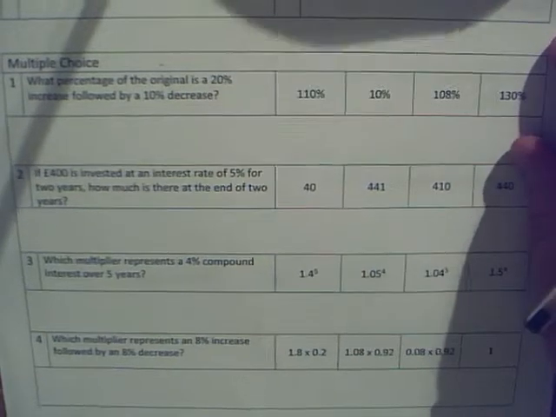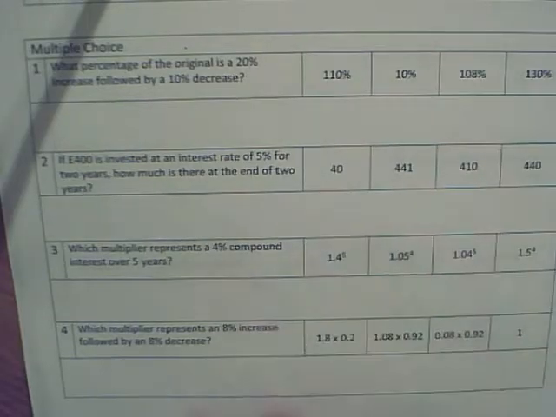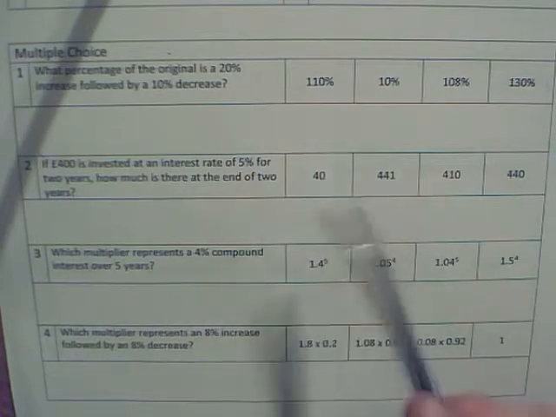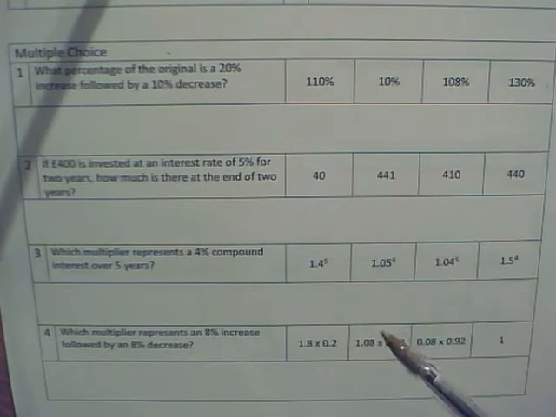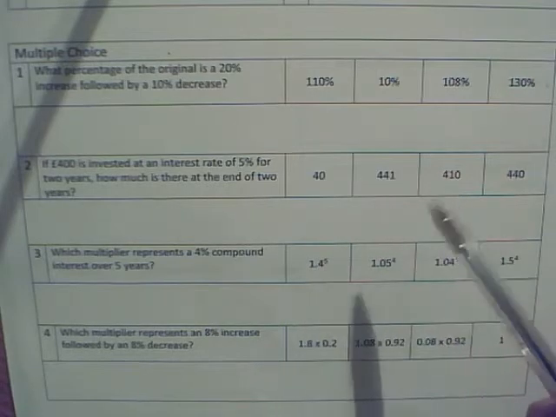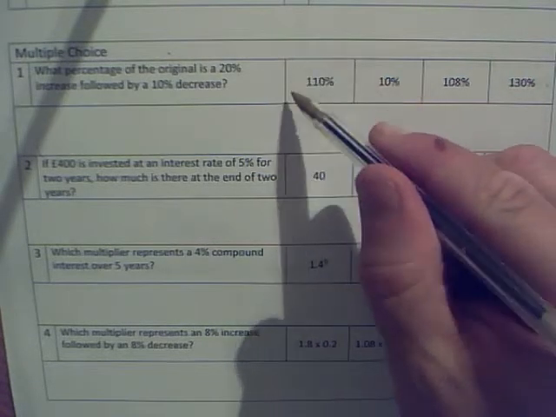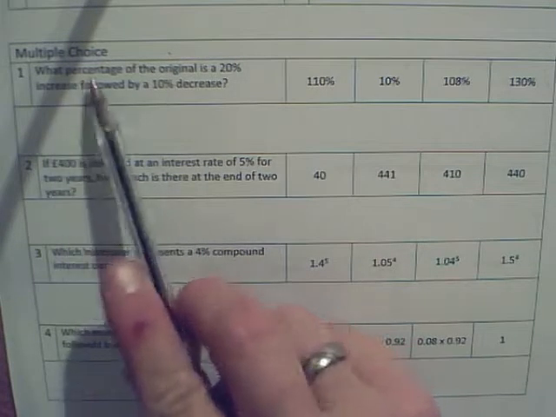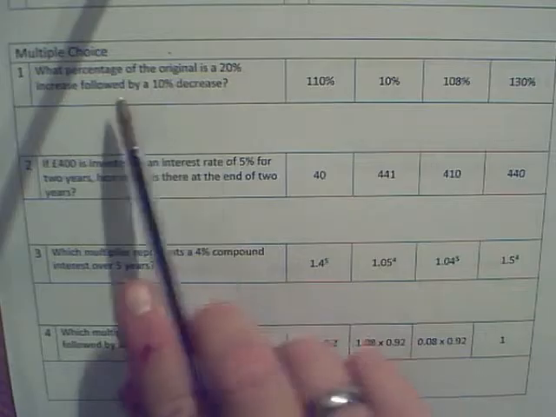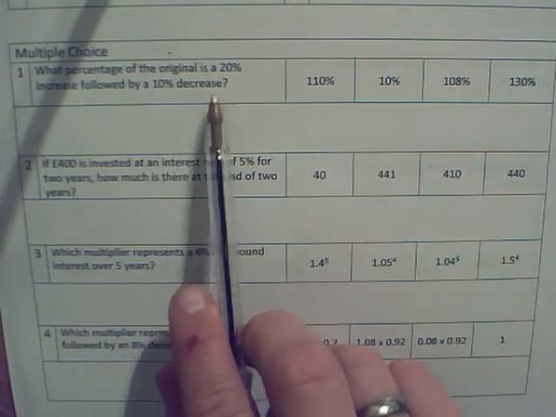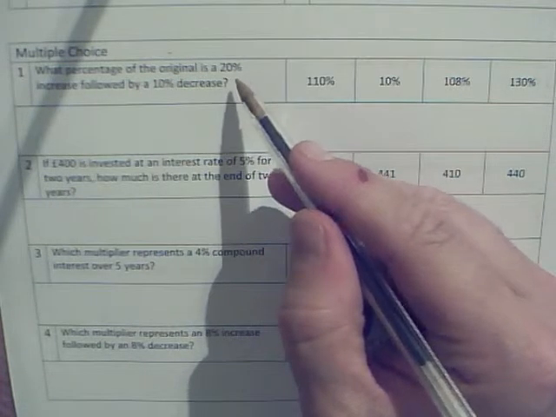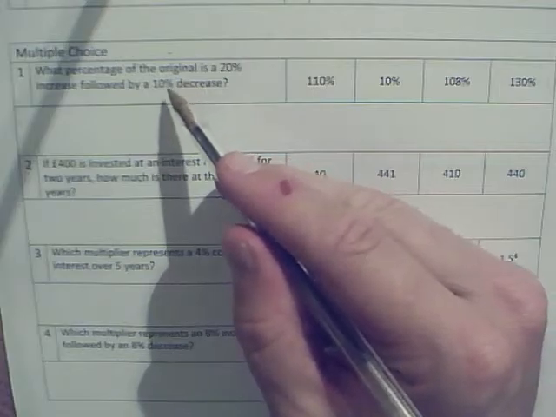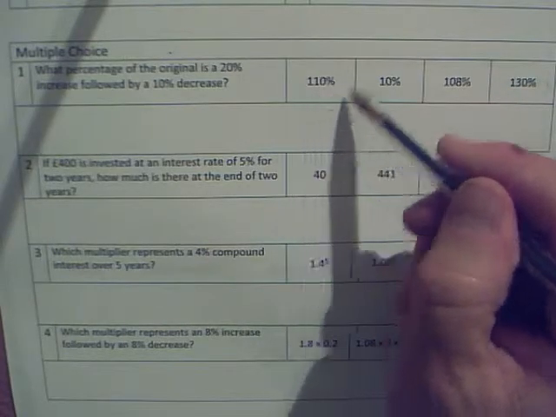Right, this is the multiple choice part of the assessment, and it's designed to highlight common misconceptions, so mistakes that people often make. And on this one, the most common mistake was to say 110% for this question, which is: what percentage of the original is a 20% increase followed by a 10% decrease? So if you don't think about it carefully, you would think that going up from 100% to 120% and down 10% will give you 110%. You need to think carefully. So that would be the common misconception.